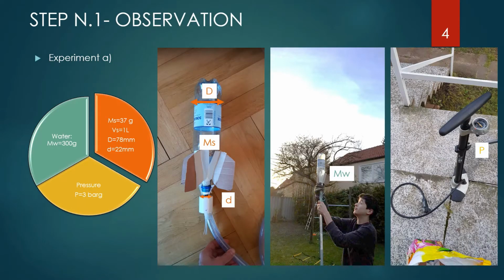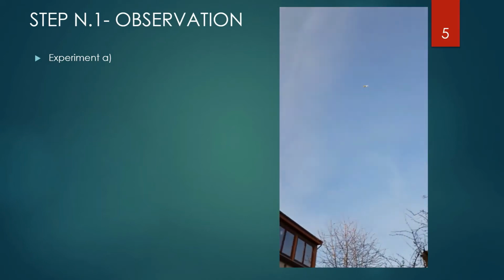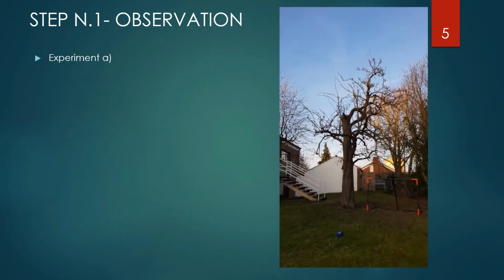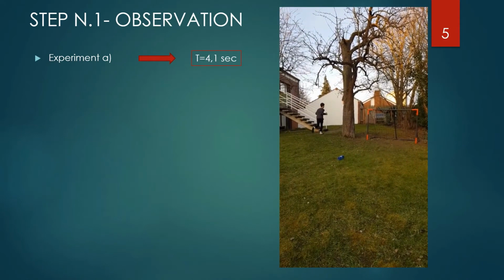Experiment A. The shell is a water bottle. Physical units are given here. The bottle is filled with water to about 1/3 of its volume, and the air is pressurized up to 3 bar gauge. We start the trial and we observe. What can we measure? Just the flying time, and we get 4.1 seconds.